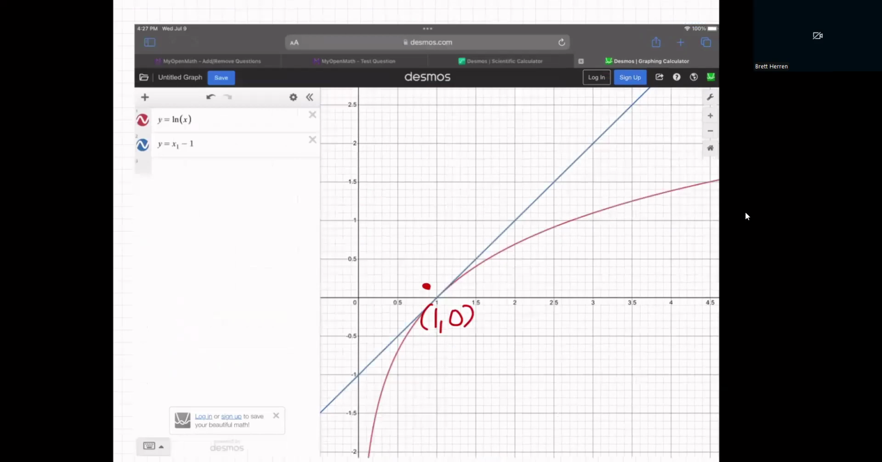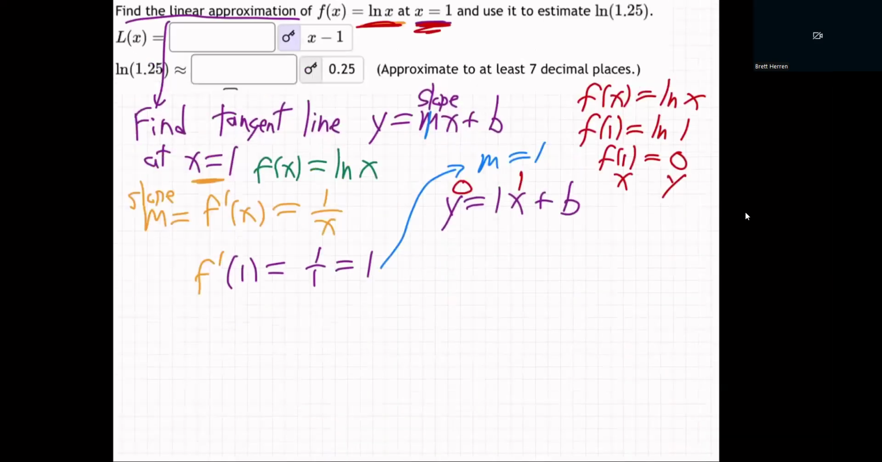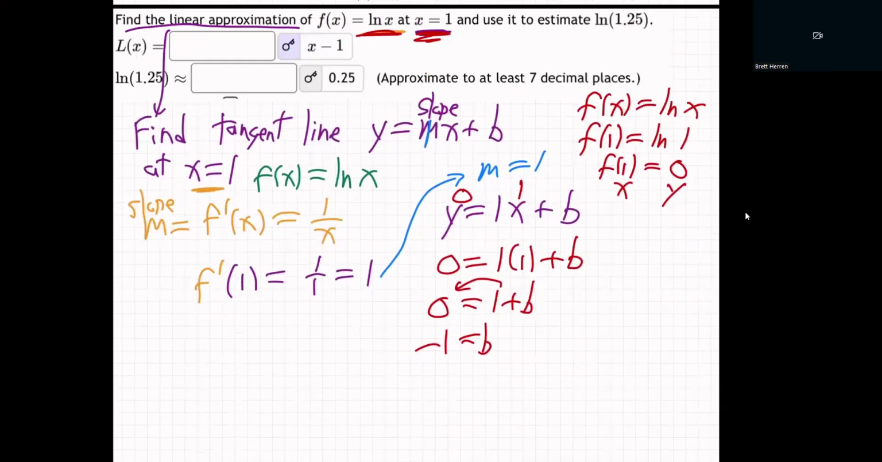That's the x. Whoops, I made it move now. That's the x, that's the y, 1, 0. Okay, so back to it then. So now I can plug into this. I get 0 equals 1 times 1 plus b. 0 equals 1 plus b. Jump this to the other side. B is negative 1.